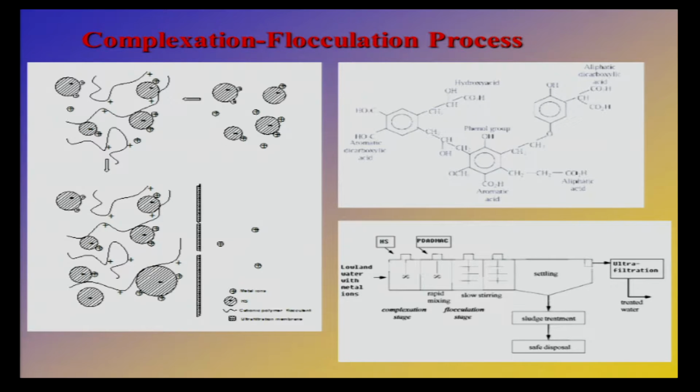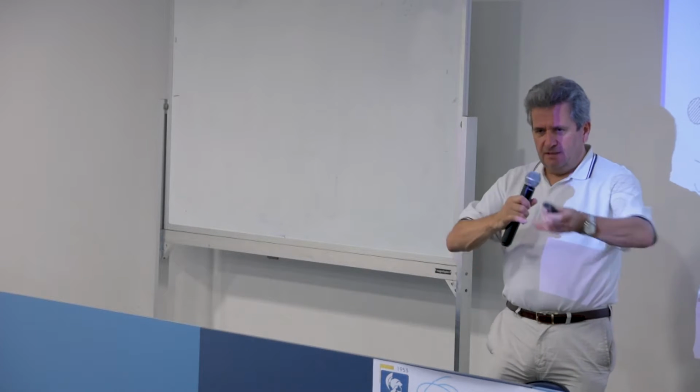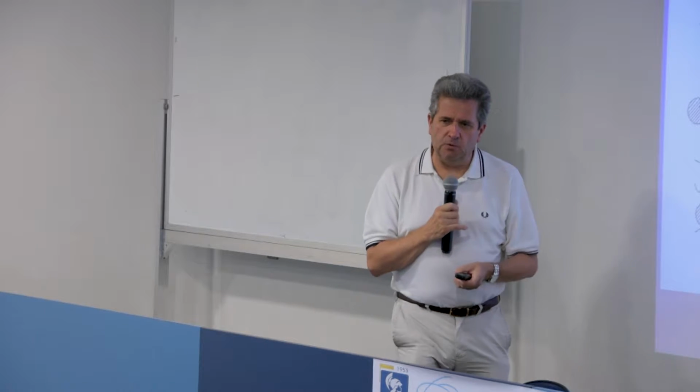Now, just to remind you, this is typically what happens in a flocculation process. So you start off with some water coming in here. In this case, I've got water which contains metal ions. So I've called it lowland water because it turns out that, at least in England, rivers are often contaminated with metal ions because big industries tend to build their plants on the river for obvious reasons. They can get water, they can discharge water.